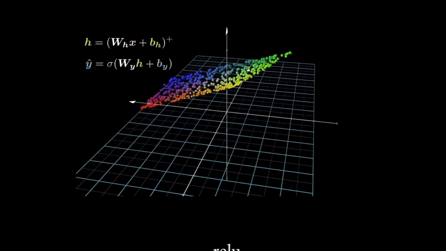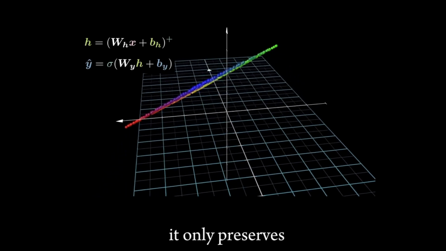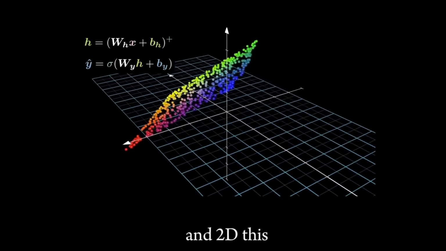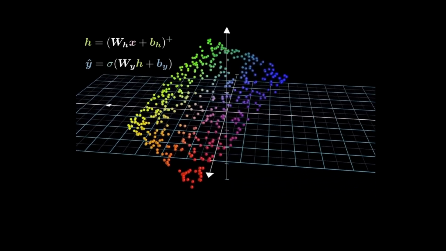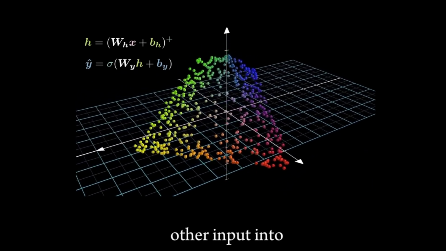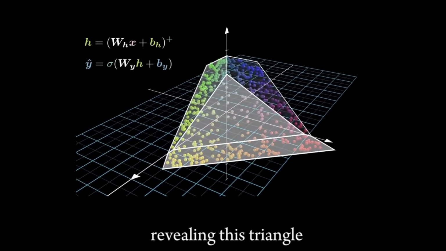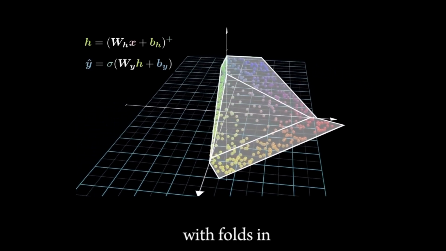Now we need to talk about ReLU. If you recall, it only preserves positive inputs, and in 2D this was the first quadrant, so in 3D this is going to be the first octant. Thus we fold every other input into the plane of the axes, revealing this triangle-like shape with folds in the first octant.